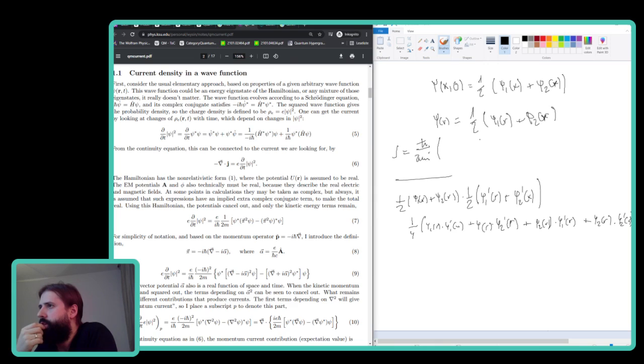From the continuity equation, one can get the current by looking at the changes of the, yeah, like that. Intuitively, I understand that you want to take a look at how the probability density changes, right? So you want to do the derivative of that.